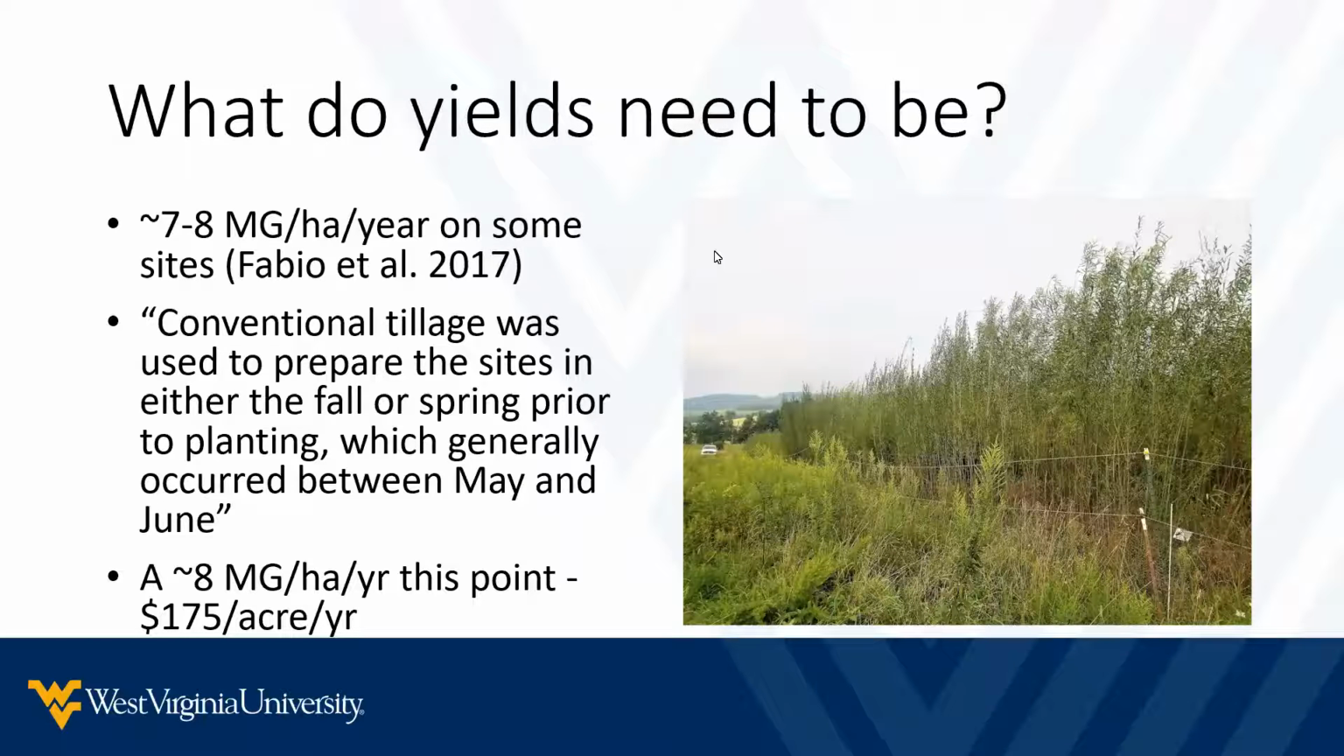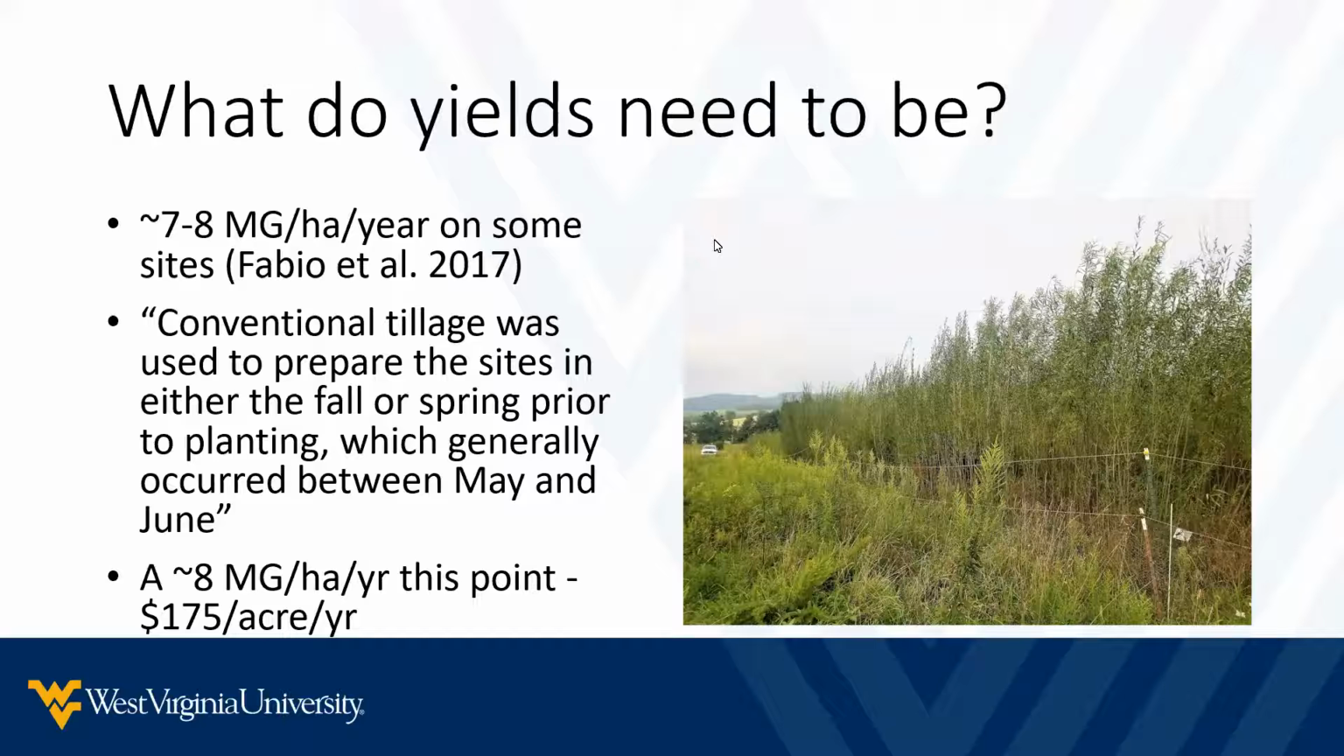Willow seems to do really well on some sites. It grows particularly high yields. It is relatively easy to plant and to harvest. It's one of those crops that we've looked at quite heavily. Some of the recent literature, I have references all in the back of this, but one recent, Fabio 2017, found somewhere around 7 to 8 tons per hectare per year on some sites. So 7 to 8 megagrams per hectare a year on some sites, right?